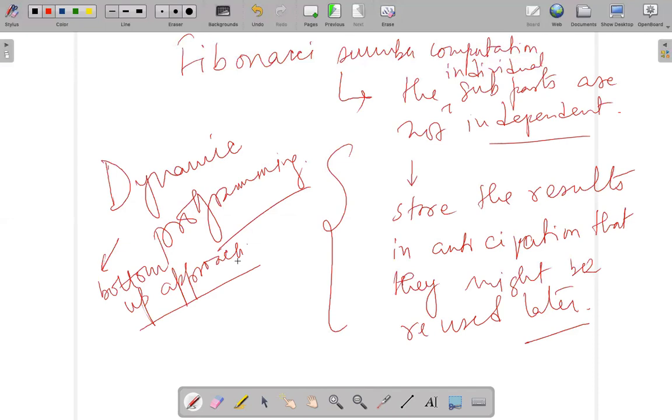Now you have to be very careful while you are solving a problem. The crux of understanding whether the divide and conquer technique or the dynamic programming technique is going to be more efficient for your problem statement is to see if the subparts are useful and need to be stored in order to generate the results for the larger parts, which means that the subparts cannot be independently computed.